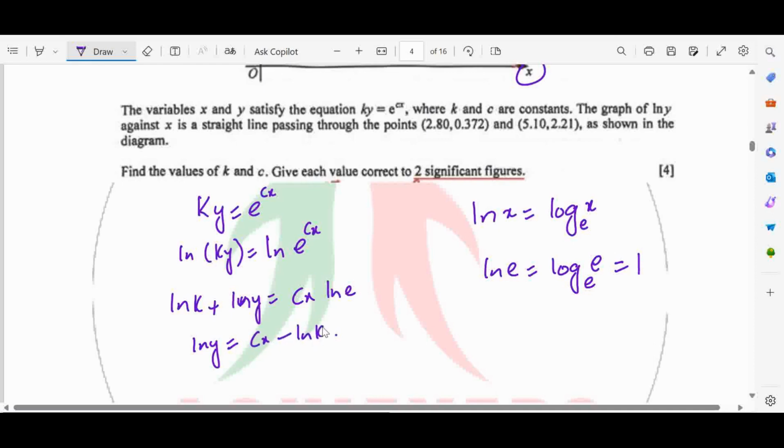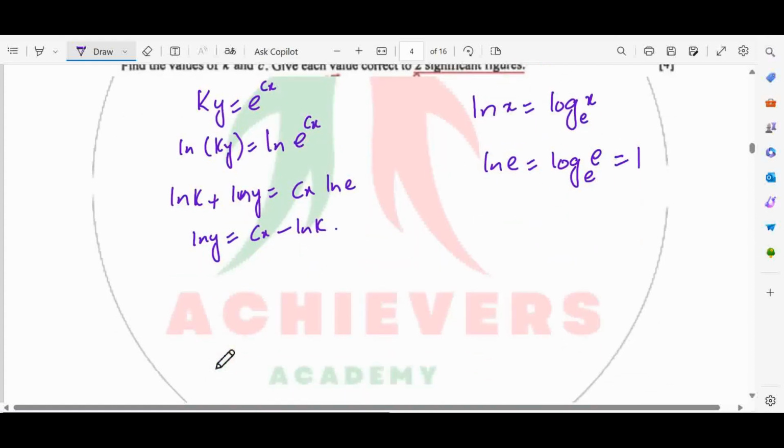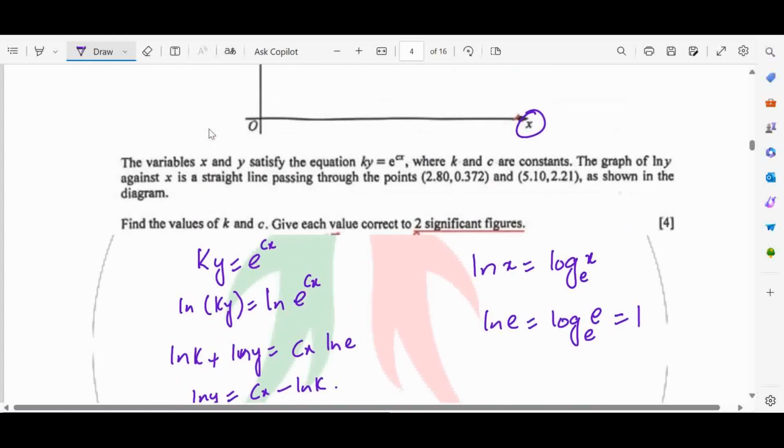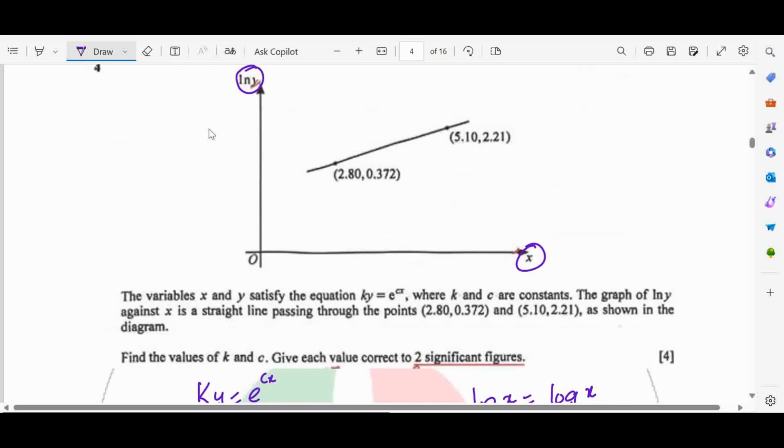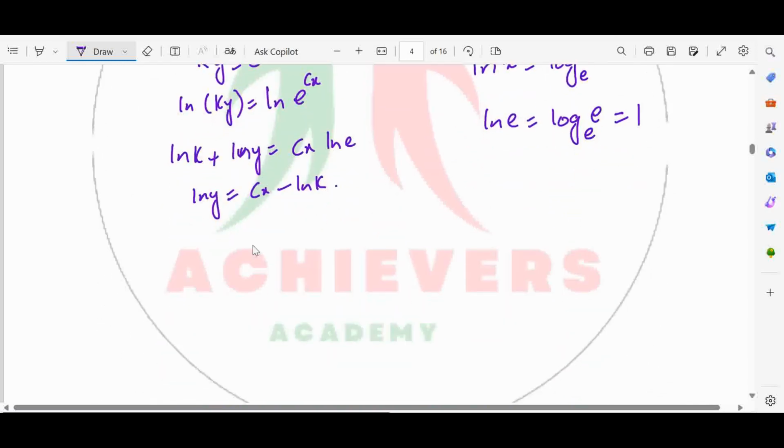And from here we can say that, because we know that this one is a straight line, it will be like y is equal to mx plus c. The equation, if we compare these two, will be like this: y is equal to mx plus c.